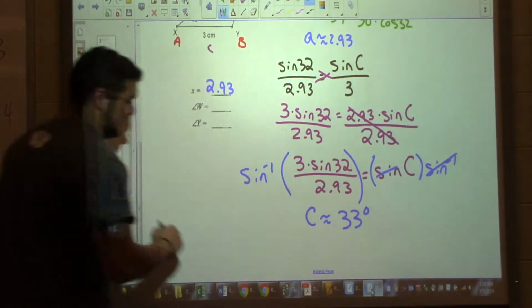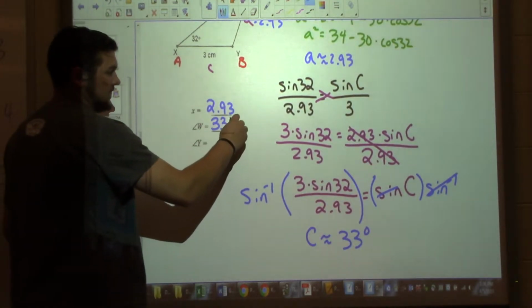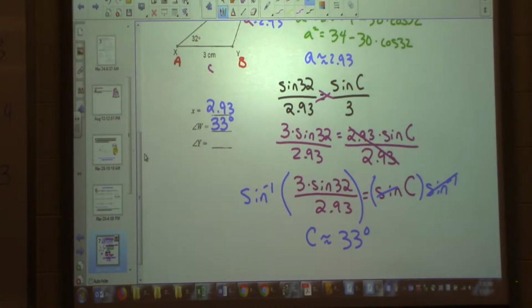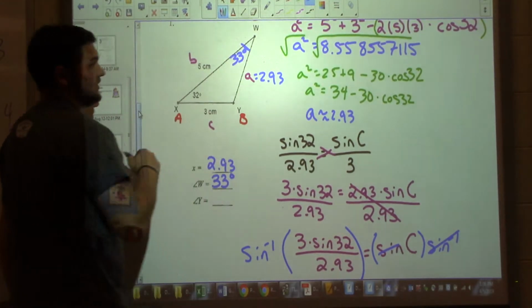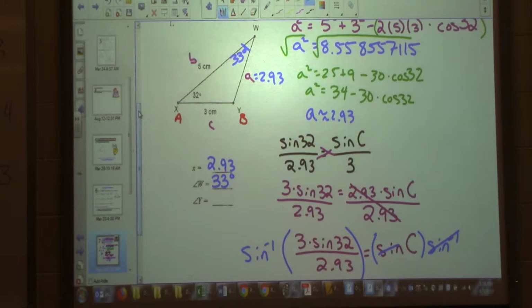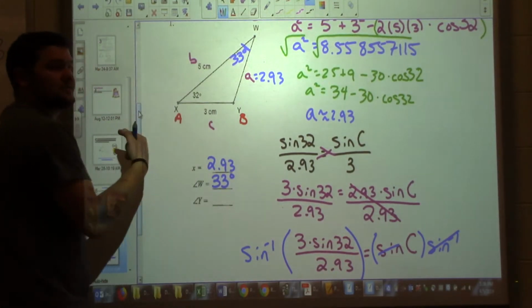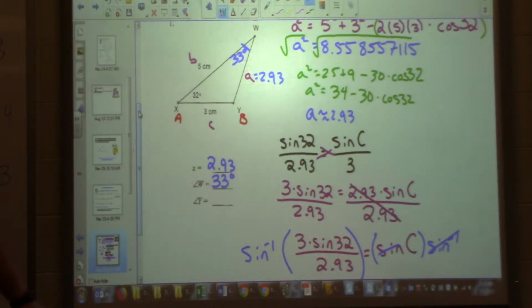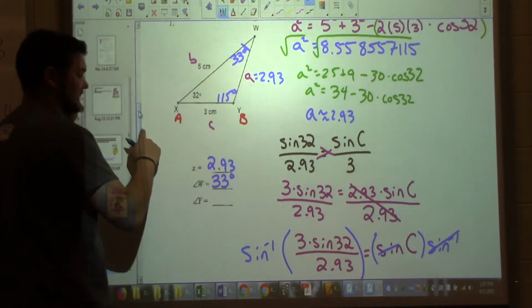33 degrees. Now angle C is actually angle W. So make sure you put that in the correct spot, because if you put it for Y, you get it marked wrong on a test. It's actually W. So I have 32 and 33 degrees. And how can I find that last angle? 33 plus 32, 180 minus the answer. So take 180, subtract off our other two angles. That should give us 115, so 115 degrees for my last angle.